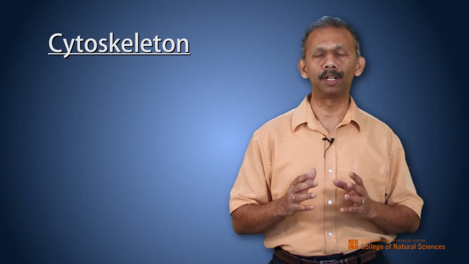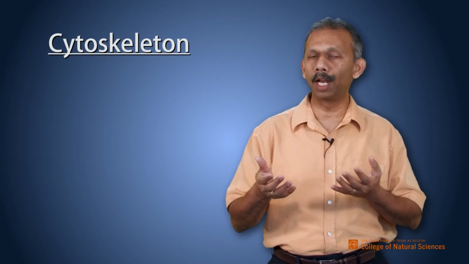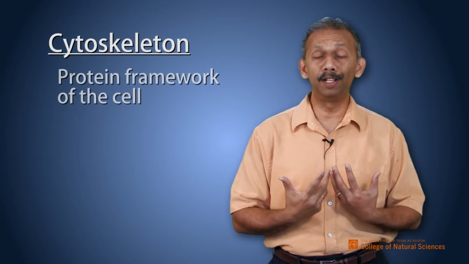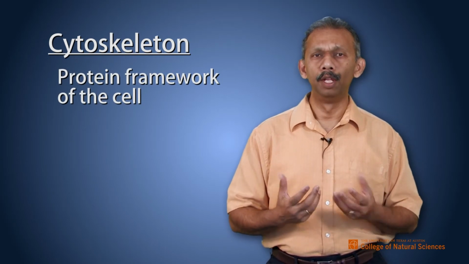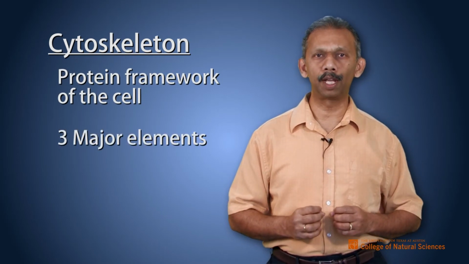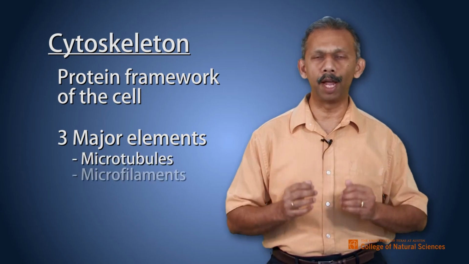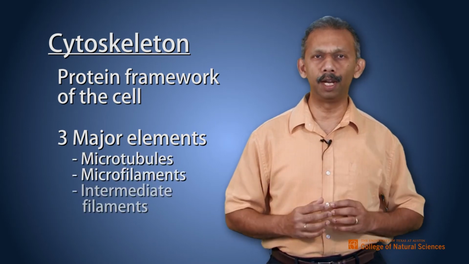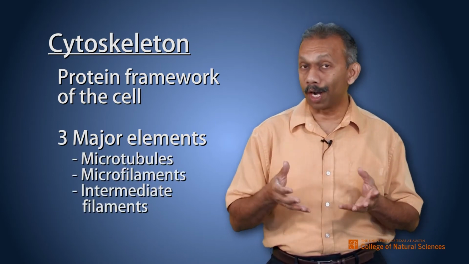Then we transition to the cytoskeleton. Cyto is cell, skeleton is the framework within the cell that is made up of proteins. So there are three elements of the cytoskeleton: microtubules, microfilaments, and intermediate filaments. So we are going to look at the structure of all these things and what they do.